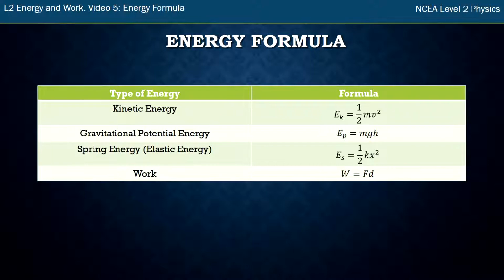Now, in the earlier video on springs, we introduced this value K, which is the spring constant, and X is the amount that's been compressed or the amount that's been extended. And we have a formula for work, which is work equals force times distance. So let's show an example of using those formula.